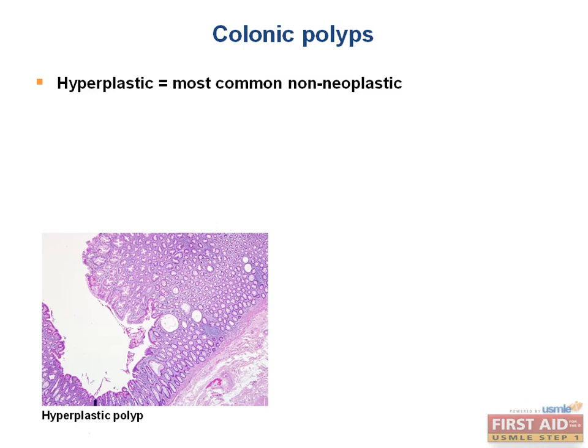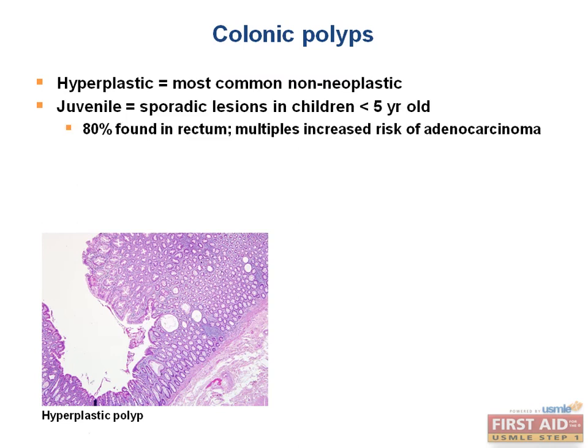The hyperplastic polyp is the most common non-neoplastic polyp, with over 50% found in the rectosigmoid colon. Juvenile polyps, on the other hand, are sporadic lesions in children less than 5 years old, and fully 80% are found in the rectum. If there is just one, it's not malignant. On the other hand, though, when multiple are found and juvenile polyposis syndrome is diagnosed, there is an increased risk of adenocarcinoma.